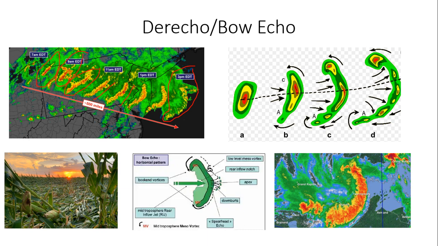This is a great example of a reflectivity product. By the way, when you see the red coloring on the reflectivity product for Doppler radar, that is the strongest. These are the strongest cells within the derecho itself.